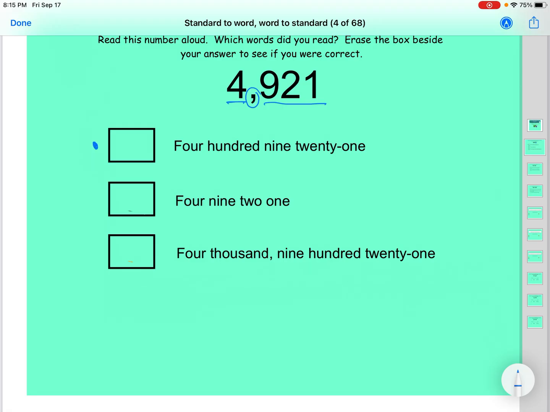The first one says 409.21. The second choice says 4921. And the third choice says 4,921. Which one matches what we read aloud when we read this number? If you said choice 3, you're correct.